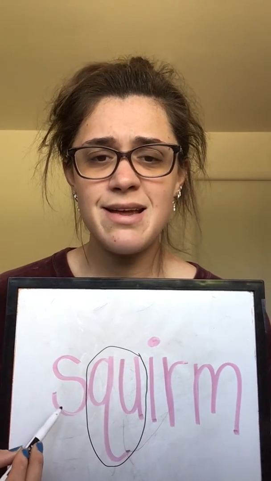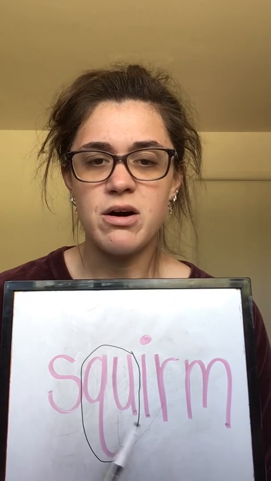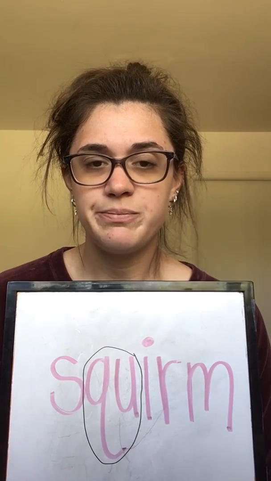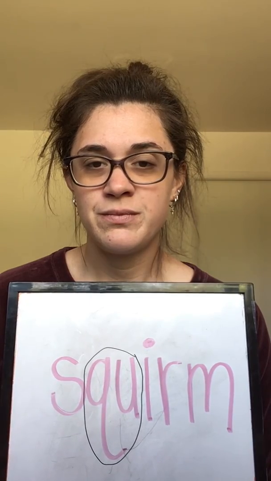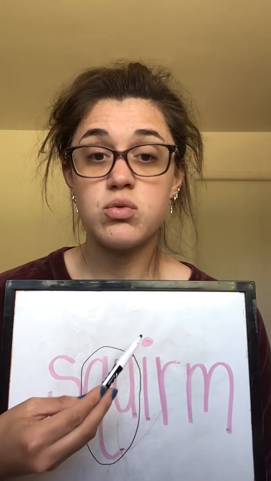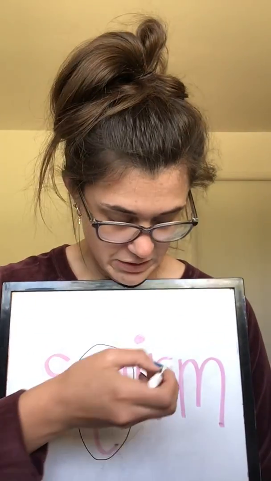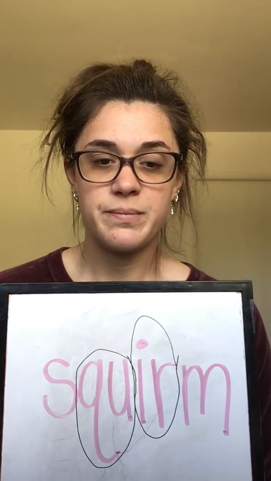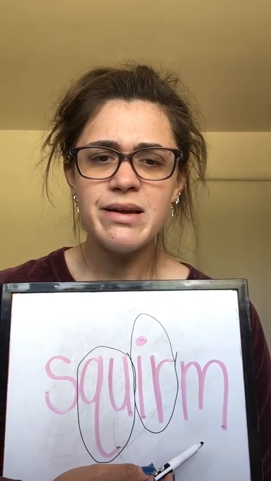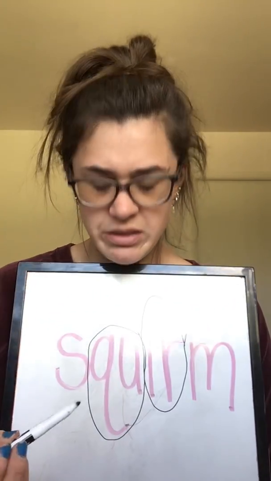Now, is this S going to get anything? No, because it's all by itself. Okay, what about IR? IR is what? What kind of vowel? An R-controlled vowel, right? The R is controlling the I. It's telling it what to do. It's telling it what sound to make. So since they're also working together, they're going to get circled. And then is the M going to get anything? No. Why? Because it's just a consonant.